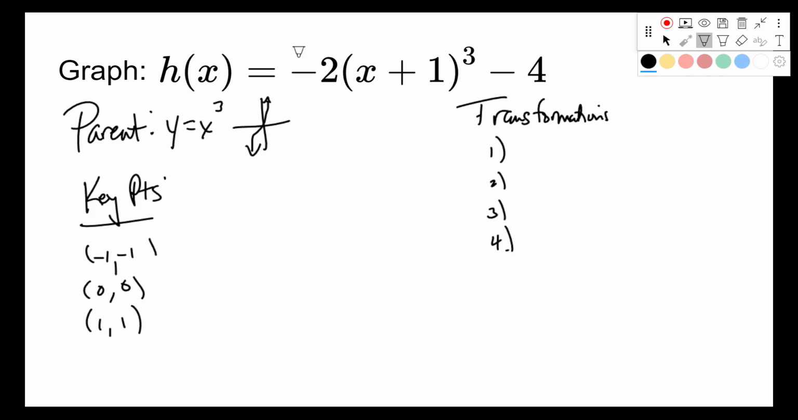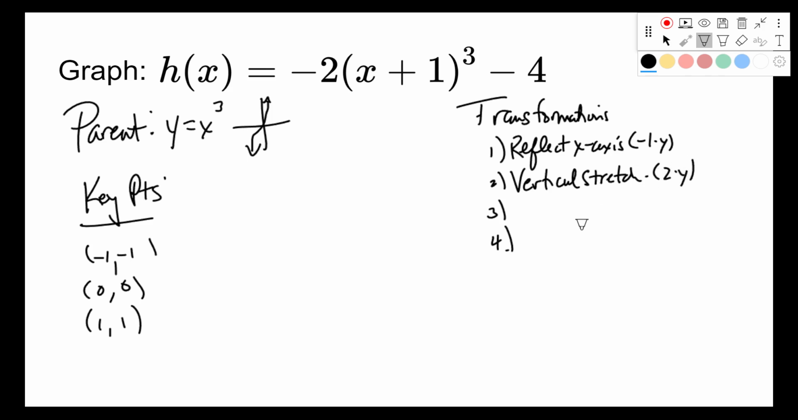This negative that's in front reflects the graph over the x-axis. It multiplies the y's by -1. Now, I do understand we're going to multiply y by -2, but this is one transformation. The 2 is another. The 2 is a vertical stretch. It takes the y's and multiplies them by 2.